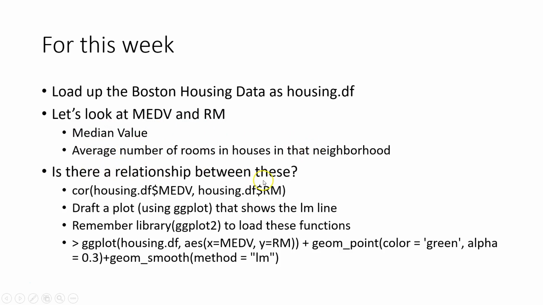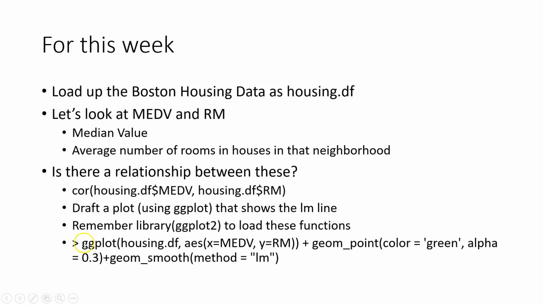First of all, is there a relationship between these? You can determine that by running a correlation. What is the correlation between the median value and the number of rooms? You could create a plot, or you could use ggplot that shows the actual linear regression line. Remember, if you're going to use ggplot, you have to run the library command so that you can load up ggplot and have access to all of its functions.